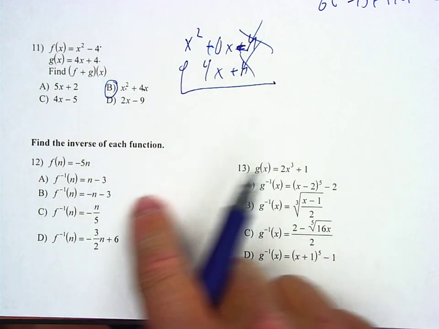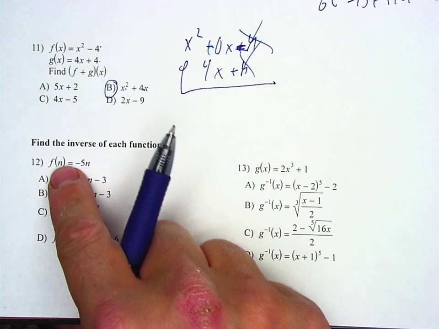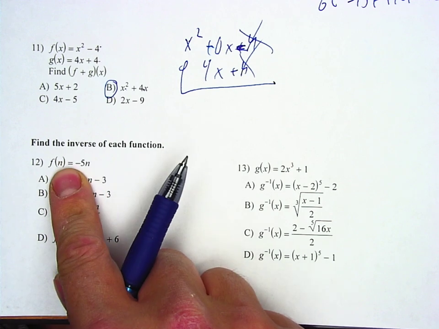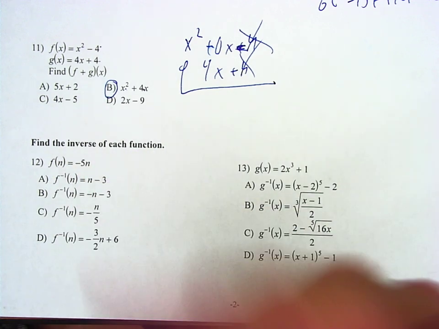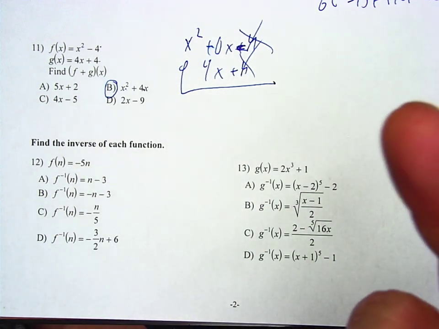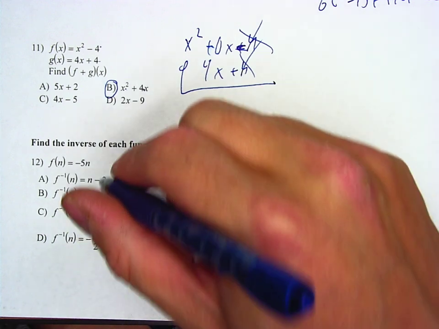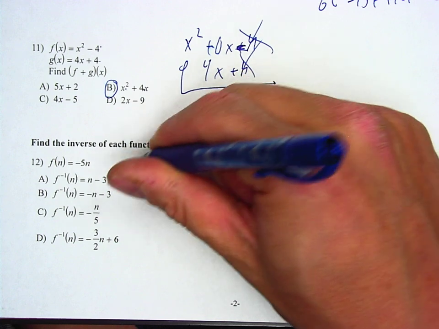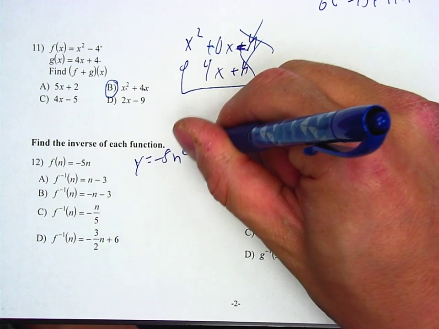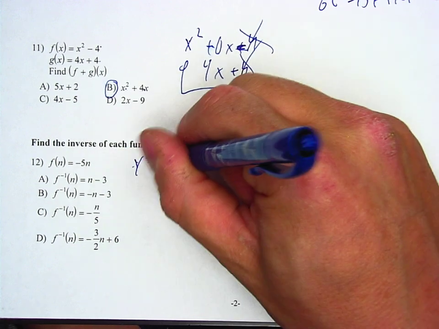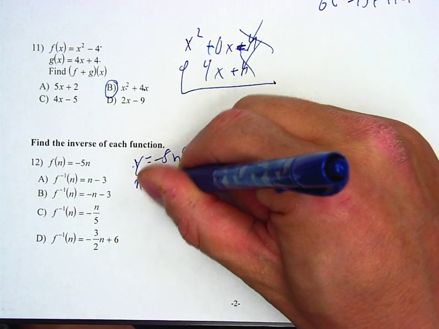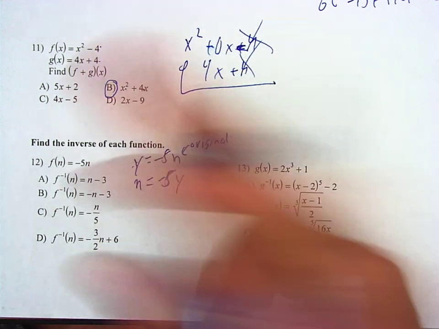So these are set up in function format. We're going to switch these two items. If you want to call this y and this n, you can. But again, you have to switch them, and then solve for the new y variable. So I have here y is equal to negative 5, and I'm going to switch. This is the original. I'm going to switch y and n. n equals negative 5y. This is the inverse right here, but I need to solve it for y.